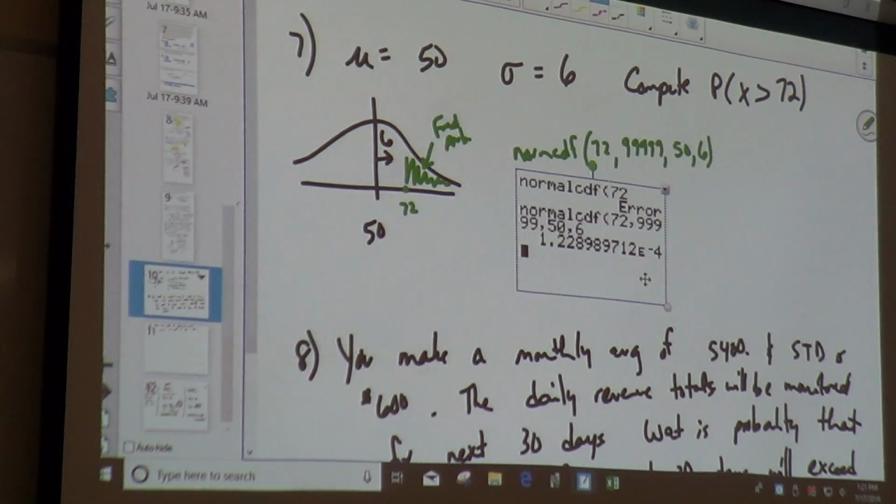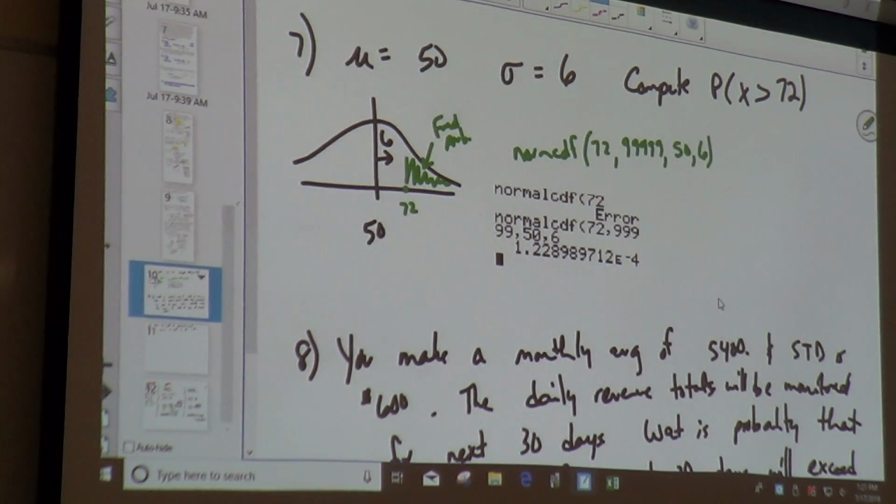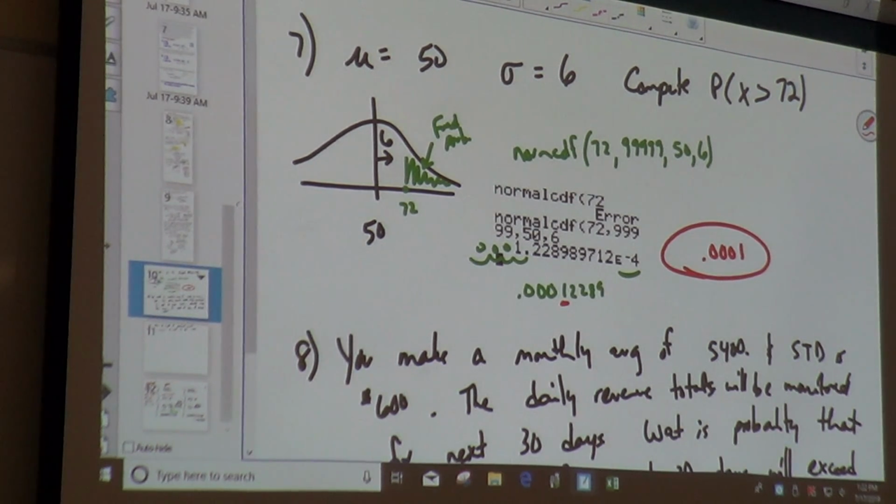Now, for this problem, you can tell I made it up, but what is my answer going to be? Well, it's according to how many places they tell me to round it to. See your e to the negative 4. That means it's going to be 0.0001228 9. So if they told me to round it to 4 decimal places, it would be 0.0001. Make sure you pay attention to that E.